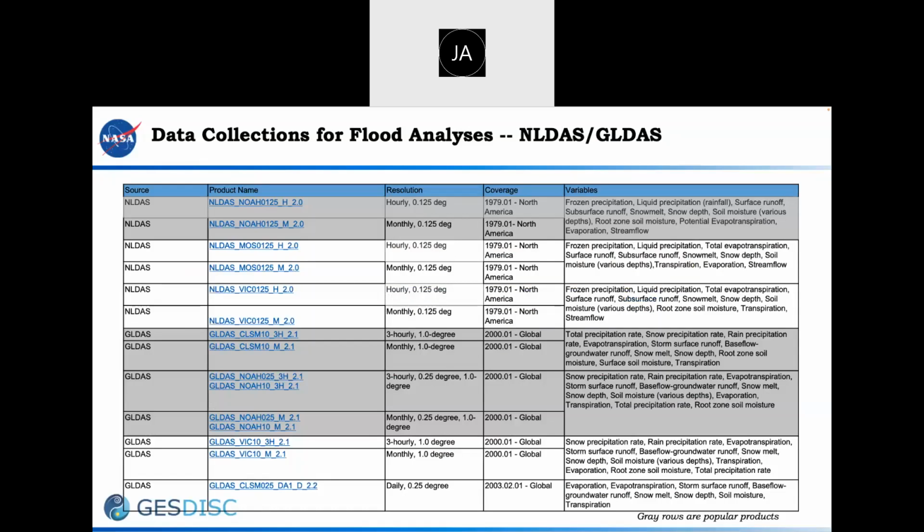Here are all of the NLDAS and GLDAS collections, both hourly, monthly, 3-hourly, etc. And you can look in the column on the right. It gives you a list of all the different possible variables that you could look at in NLDAS and GLDAS. As we said, this is primarily hydrological data and very useful for looking at flood events. All right, next slide.